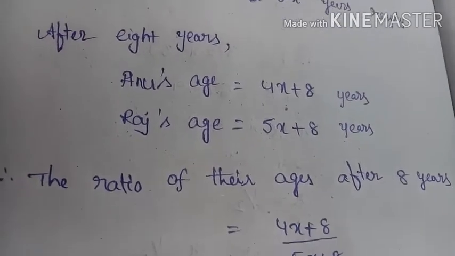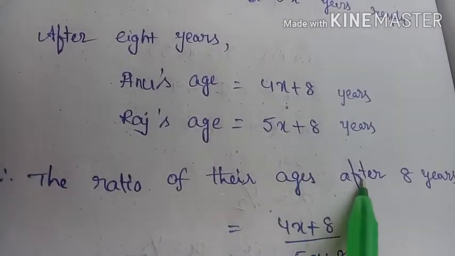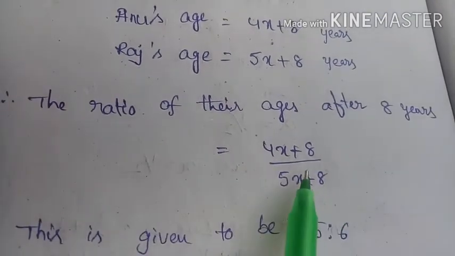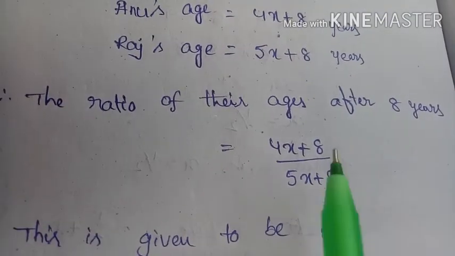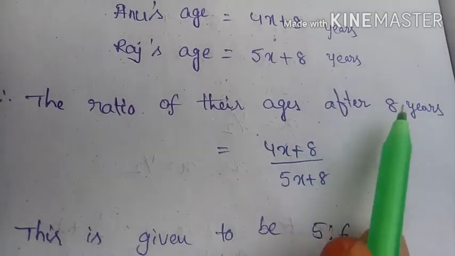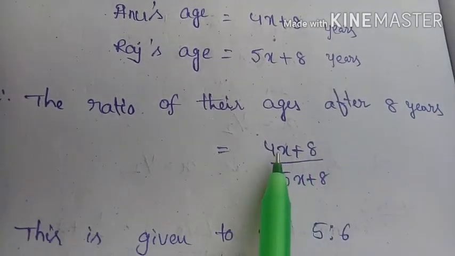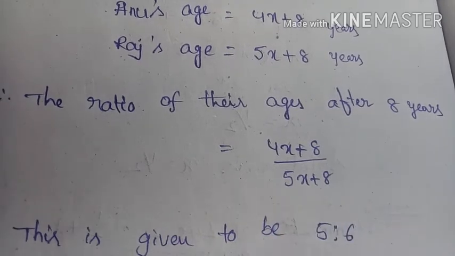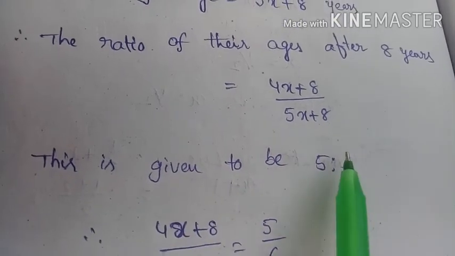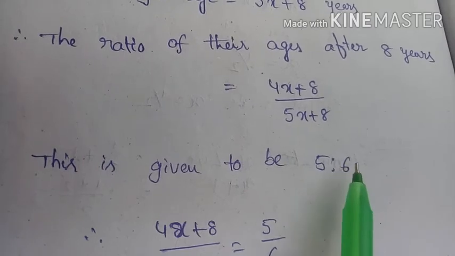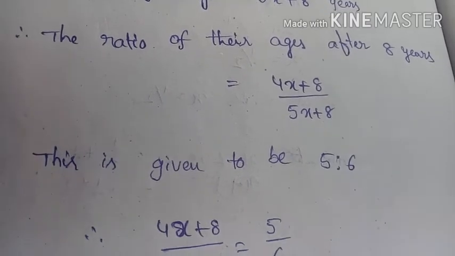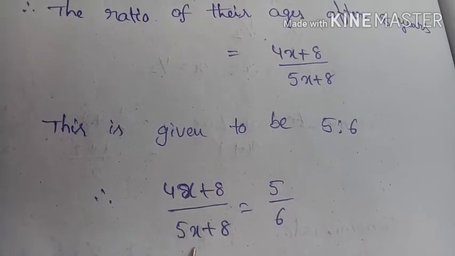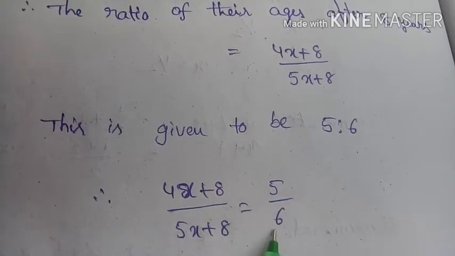Next, the condition: the ratio of their ages after 8 years becomes (4x plus 8) by (5x plus 8). This is given to be 5:6. So (4x plus 8) by (5x plus 8) is equal to 5 by 6.